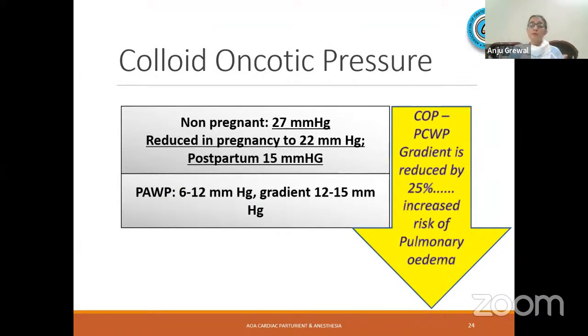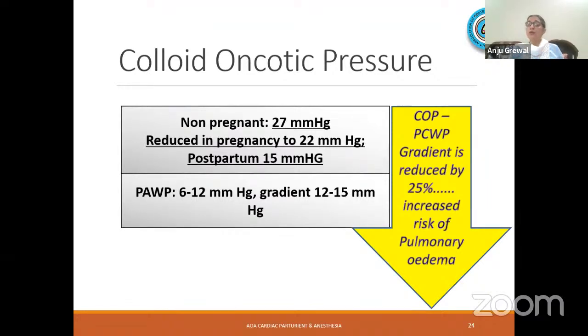Now, to compound problems for us, we all know that the colloid oncotic pressure in pregnant patients is reduced, and therefore the gradient between the colloid oncotic pressure and the capillary hydrostatic pressure is reduced. This leads to pulling of water into the interstitial space, and therefore there is a risk of pulmonary edema.